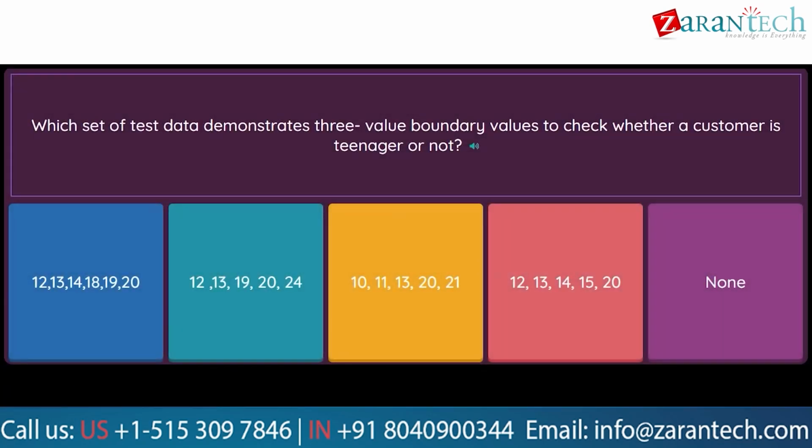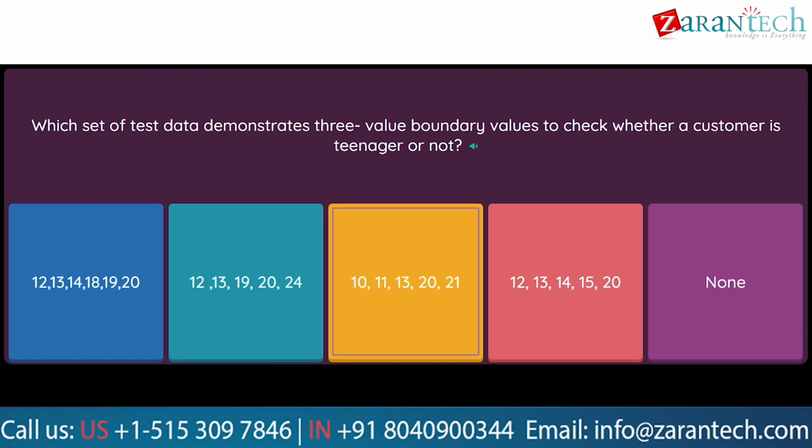Question: which set of test data demonstrates three value boundary values to check whether a customer is a teenager or not? Option 1: 12, 13, 14, 18, 19, 20. Option 2: 12, 13, 19, 20, 24. Option 3: 10, 11, 13, 20, 21. Option 4: 12, 13, 14, 15, 20. Option 5: none.